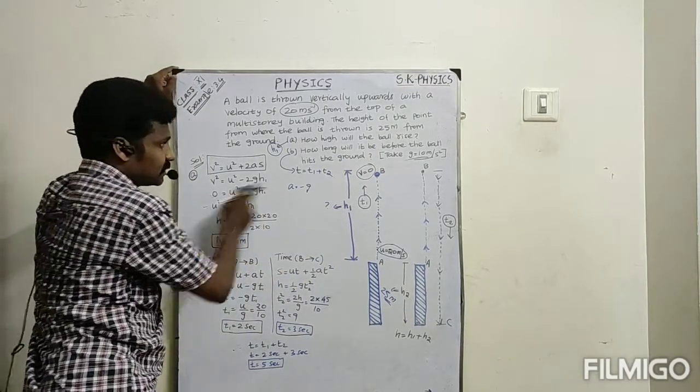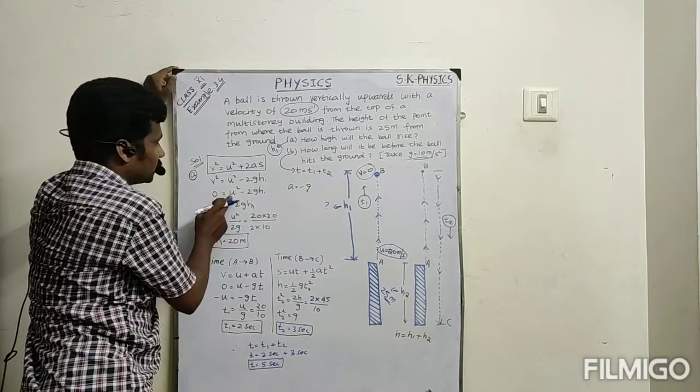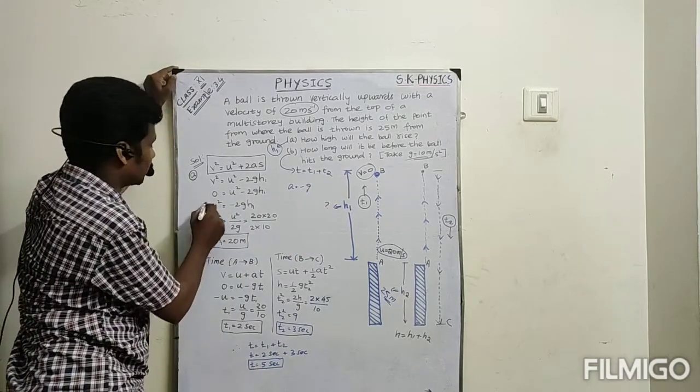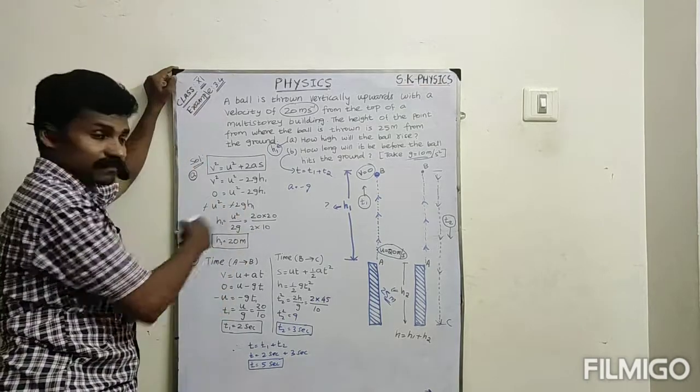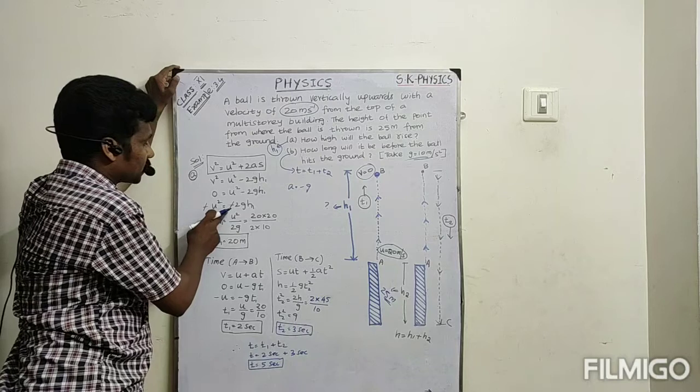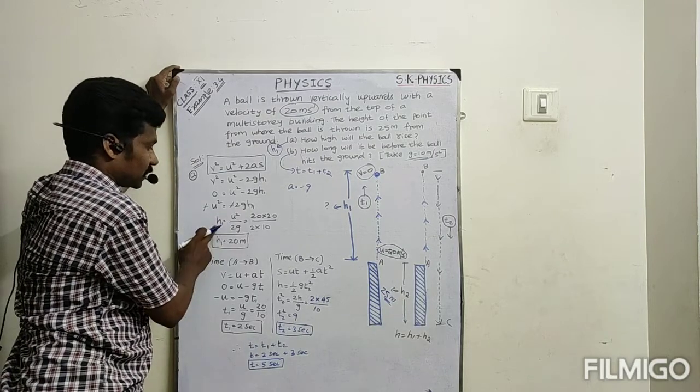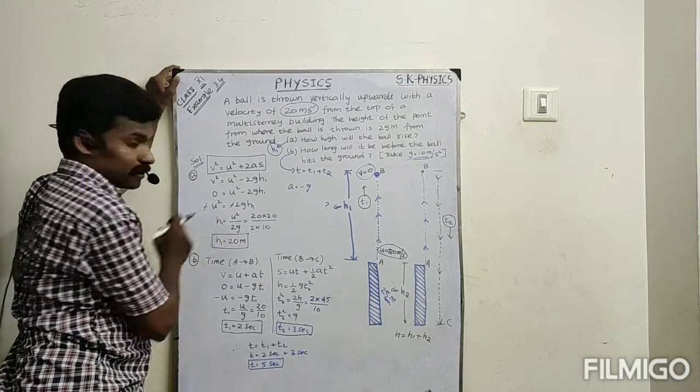Now the v value, the final velocity, is 0 here. Therefore, moving u squared to this side, we get minus u squared equals minus 2gh1. Minus minus is cancelled. So the remaining is u squared equals 2gh1. Therefore, h1 is equal to u squared divided by 2g.